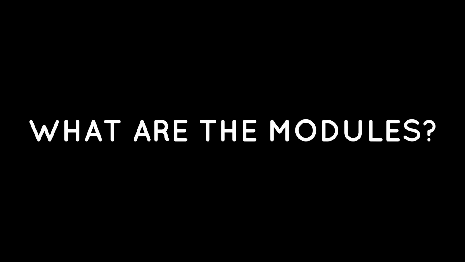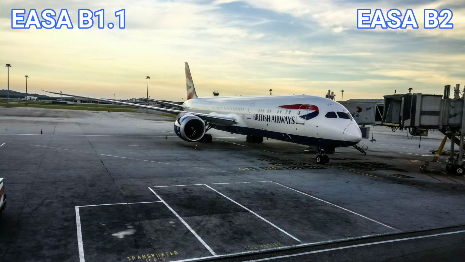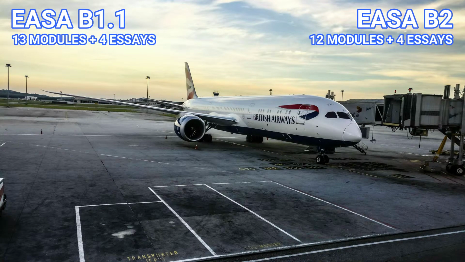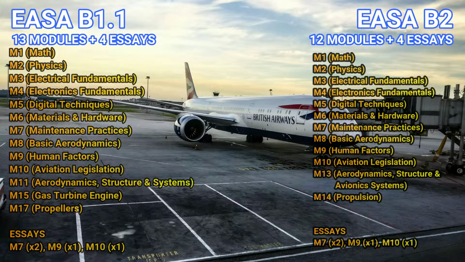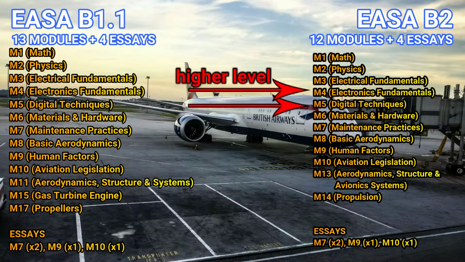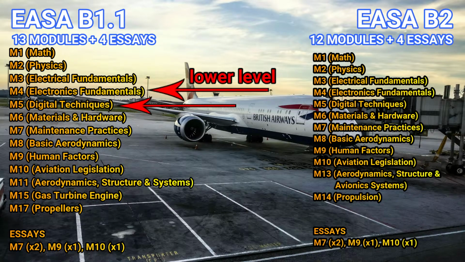Next thing is, what are the modules? EASA B1.1 has 13 modules plus 4 essays, while EASA B2 has 12 modules plus 4 essays. Module 1 to Module 10 are the same for both, except Modules 4 and 5, which are of a higher level for B2 and a lower level for B1.1.